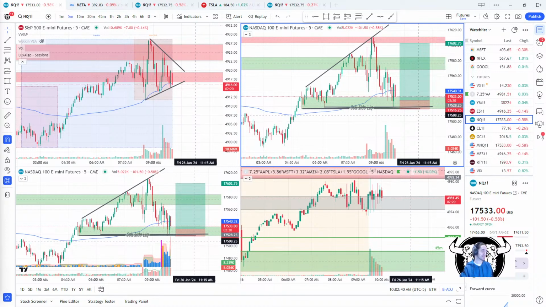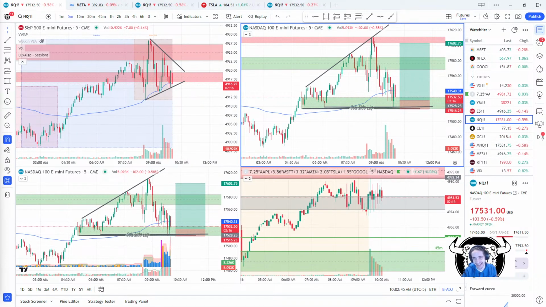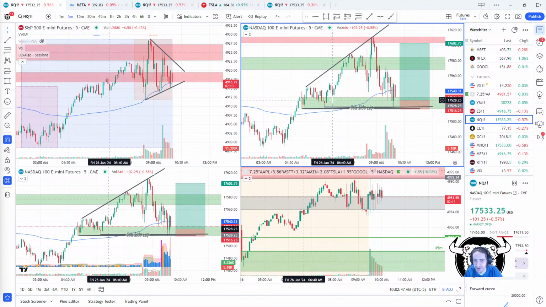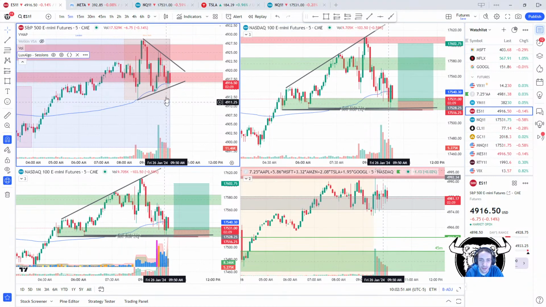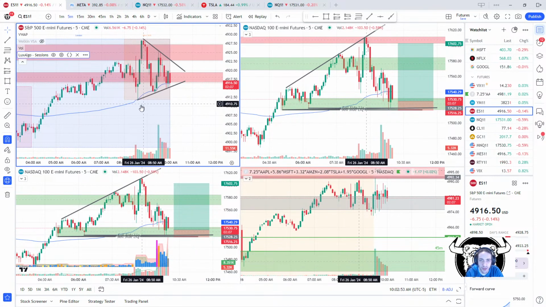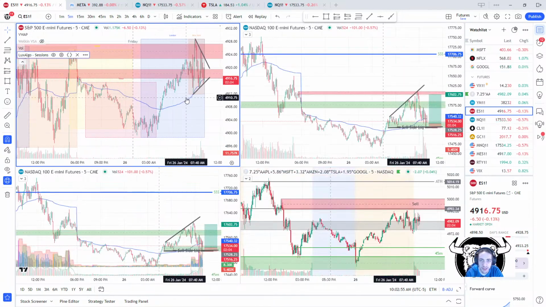Yo, this market tempts me, man. Trying to make me hit that buy button again. Get in another order over here. I'm gonna wait, because look at ES too. ES is holding this wedge as well. Really need ES to hold and push higher.